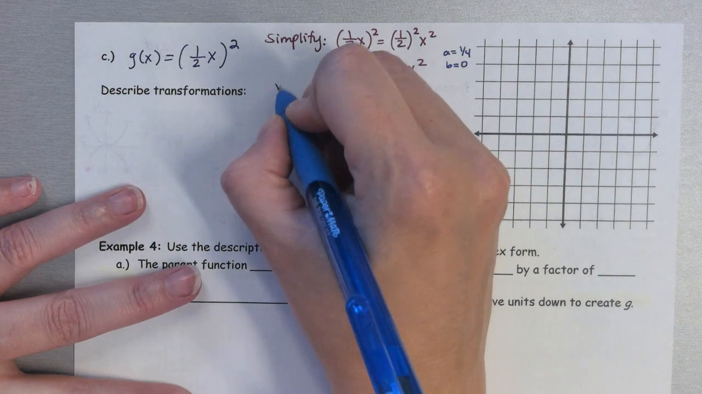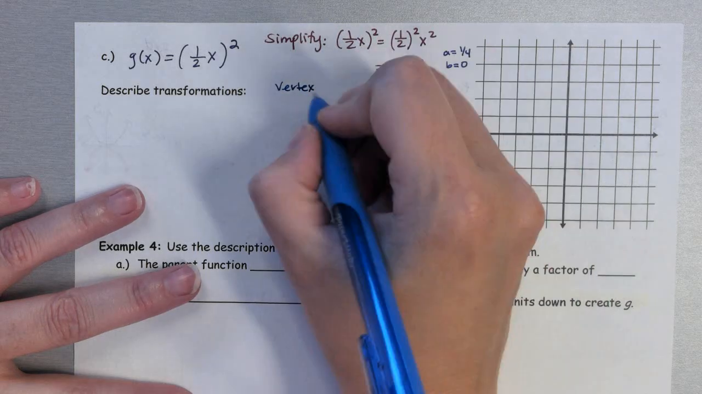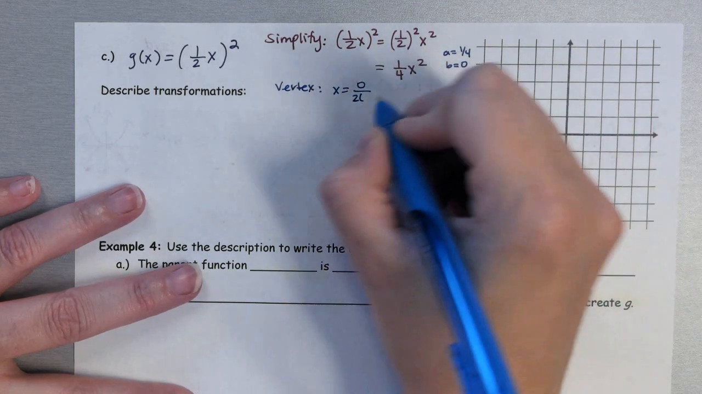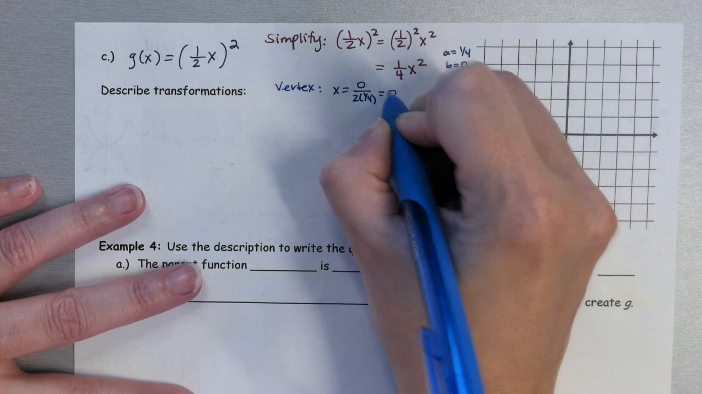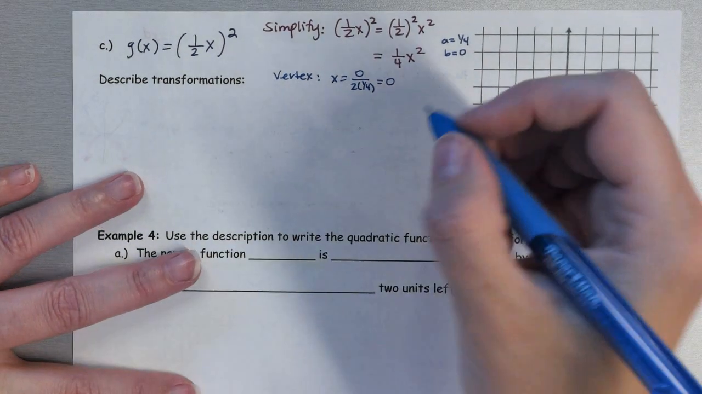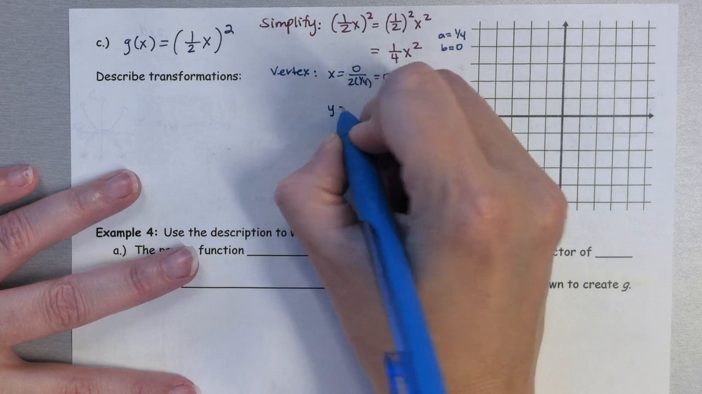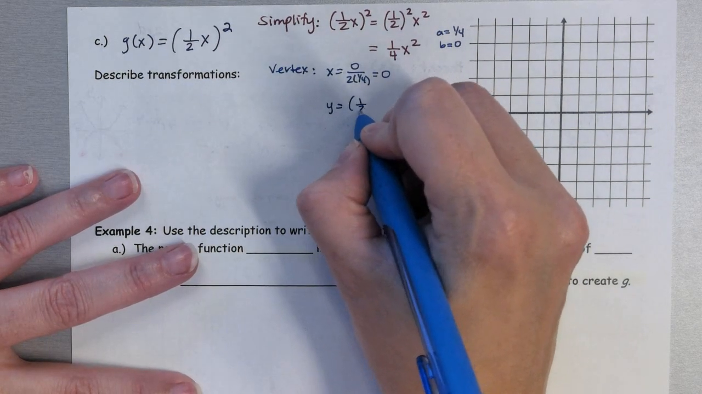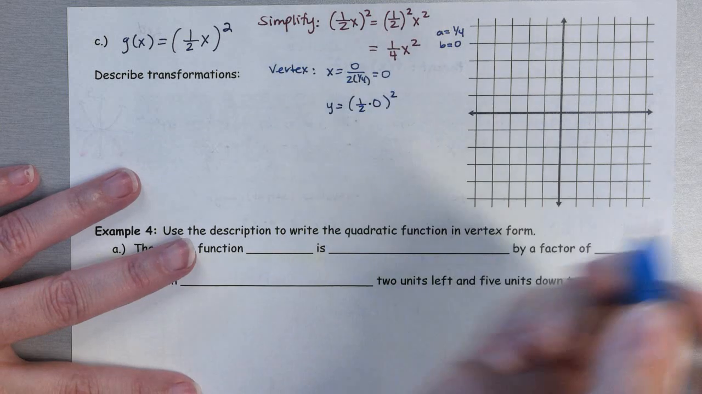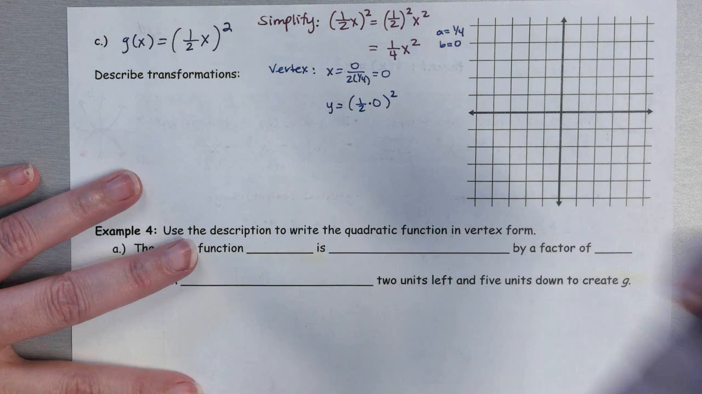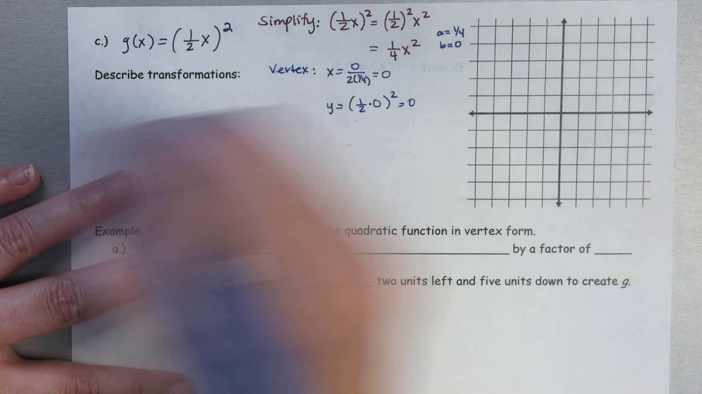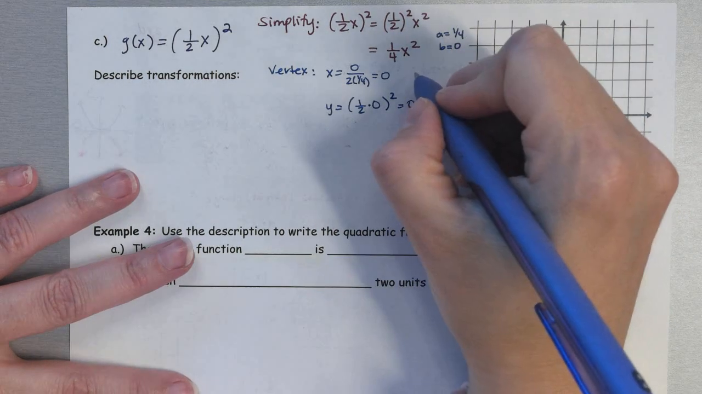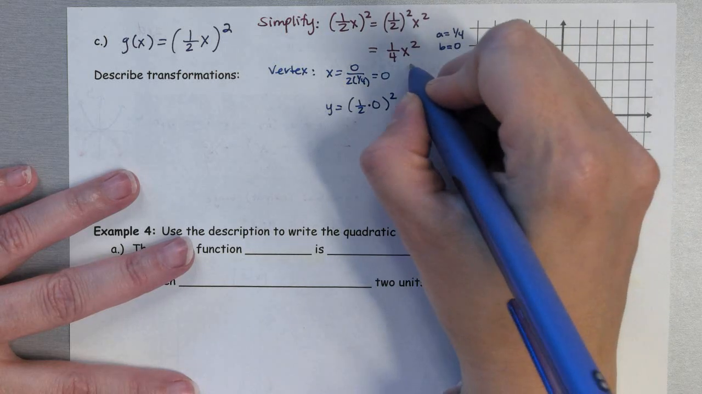Okay, so then to find the vertex, you know that it's the opposite of B over 2A, which is just going to result in 0. And then your y value is going to be, and again, you can use either equation for that, 1/2 times 0 is 0. 0 squared is going to be 0. And then that's going to help you make your table. So you know that your vertex is 0, 0.